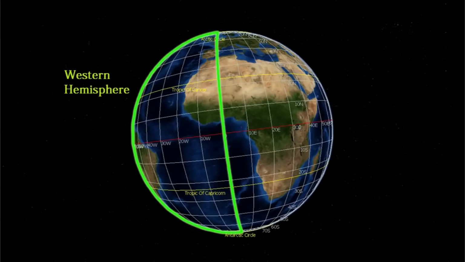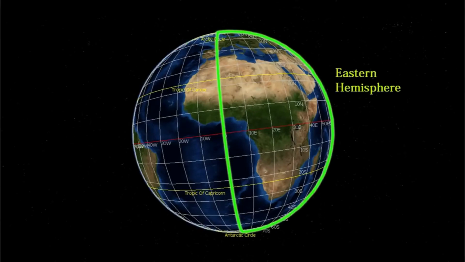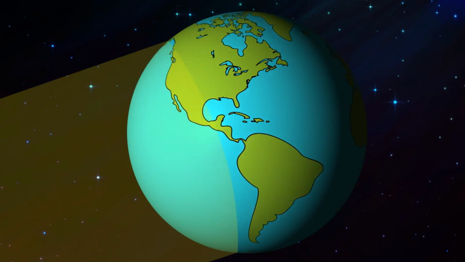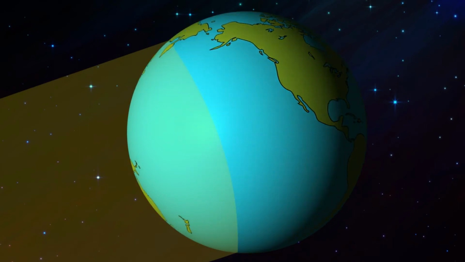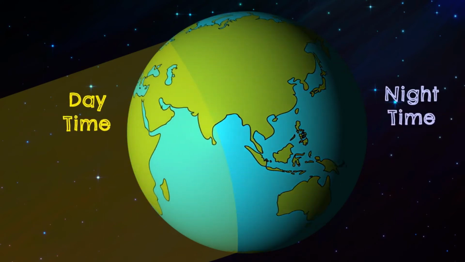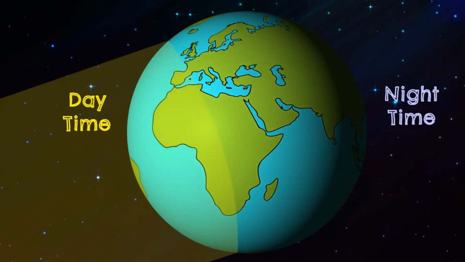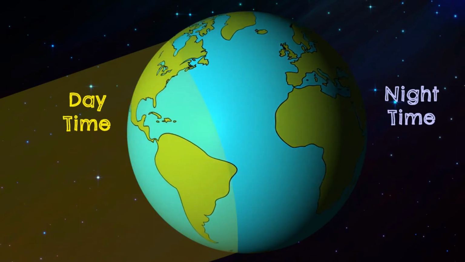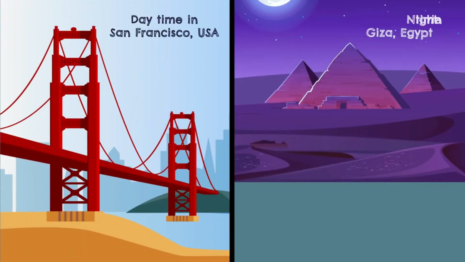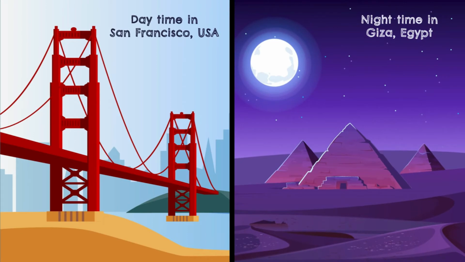West of the prime meridian is the western hemisphere. East of the prime meridian is the eastern hemisphere. The lines of longitude mark time zones. As the Earth rotates on its axis, only one half of the Earth faces the Sun at any given time. So when it is night time in the eastern hemisphere, it is daytime in the western hemisphere. In a simple way, we can say people in different parts of the world live in different time zones.